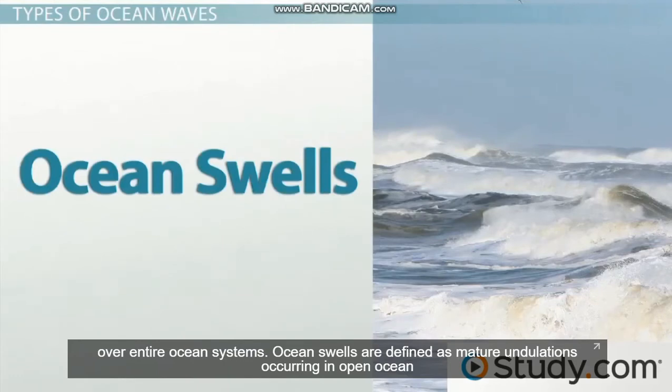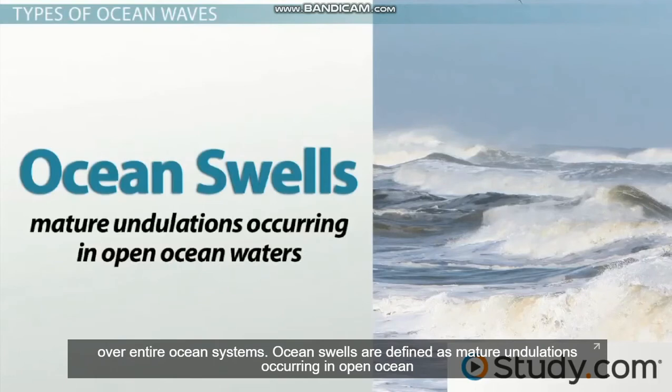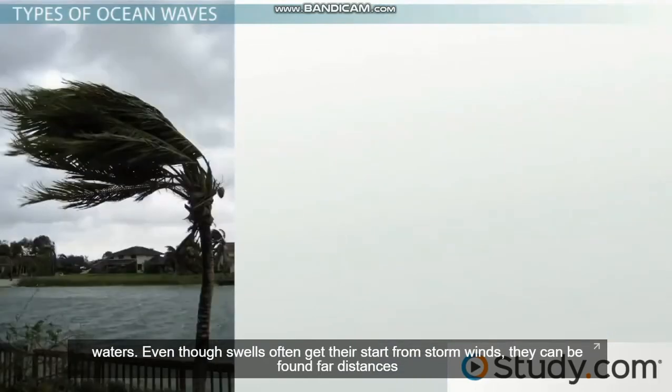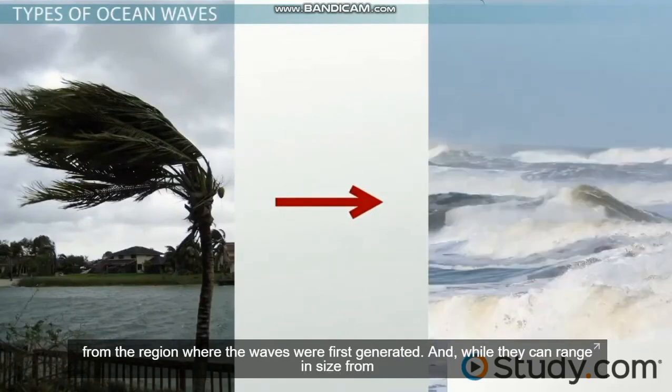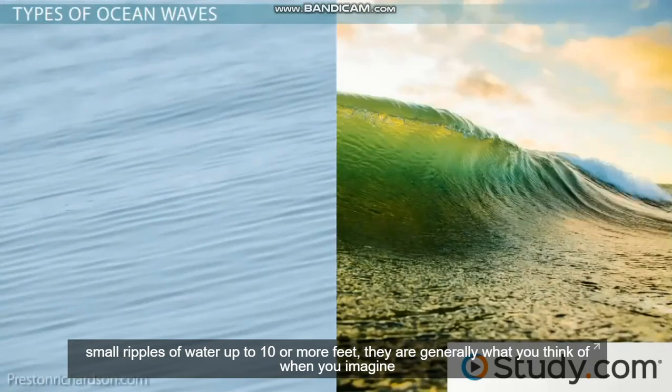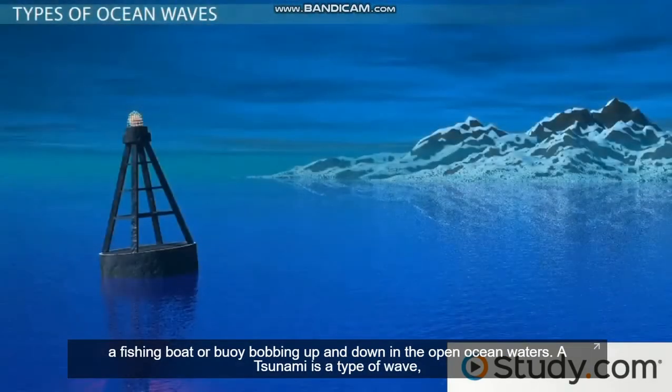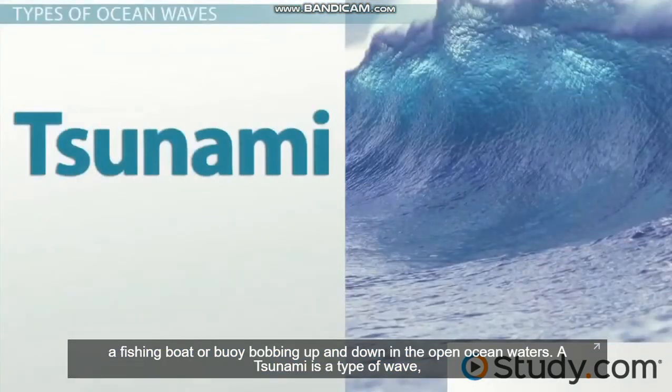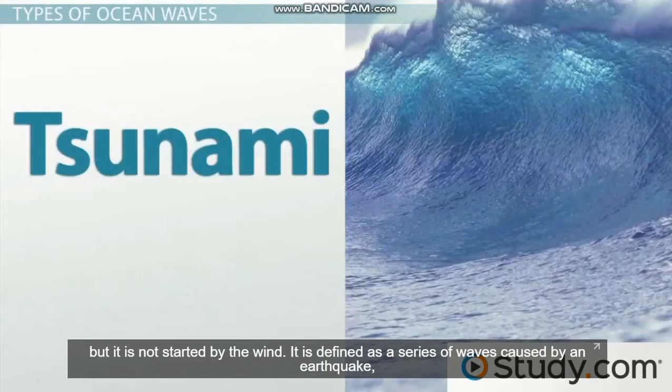Ocean swells are defined as mature undulations occurring in open ocean waters. Even though swells often get their start from storm winds, they can be found far distances from the region where the waves were first generated. And while they can range in size from small ripples of water up to 10 or more feet, they are generally what you think of when you imagine a fishing boat or buoy bobbing up and down in the open ocean waters.